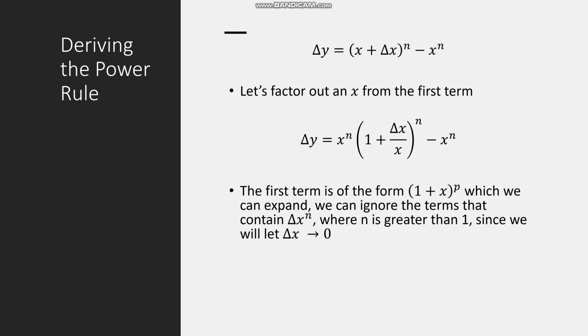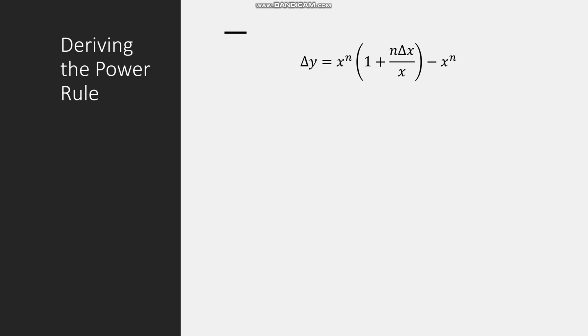So with that expansion, substituting that expansion in, replacing that function, we're left with x to the n times the quantity 1 plus n times delta x divided by x, minus x to the n. Multiplying x to the n through, we have x to the n plus n x to the n minus 1 times delta x minus x to the n. We can cancel out the two x to the n's, and we're left with delta y equals n x to the n minus 1 delta x.